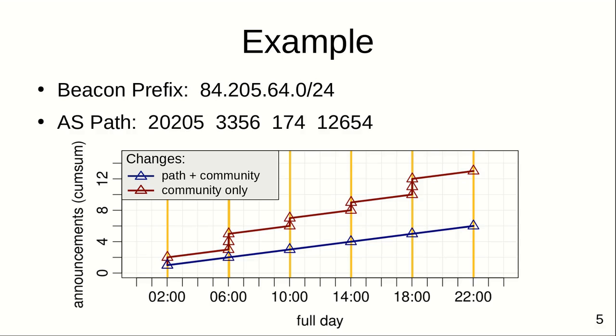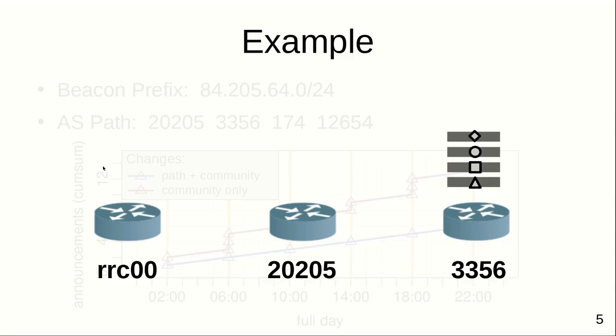At each withdrawal interval, we observe an initial path and community change indicated by the dark blue line, followed by one or more community updates, dark red line, and concluded by a withdrawal, yellow vertical line. Those announcements are the result of path exploration or path hunting, which is an inherent problem of distance vector algorithms such as BGP. We zoom into one of the withdrawal intervals and show a simplified version of the events.